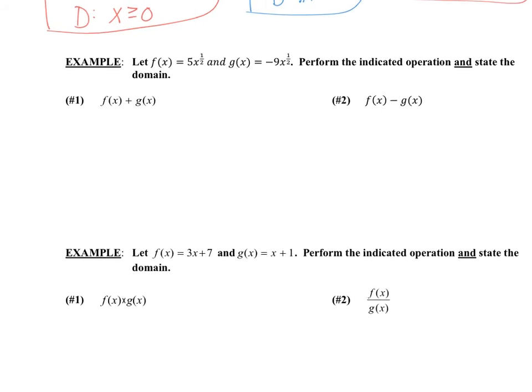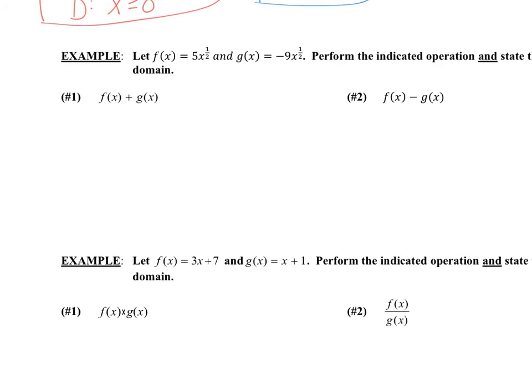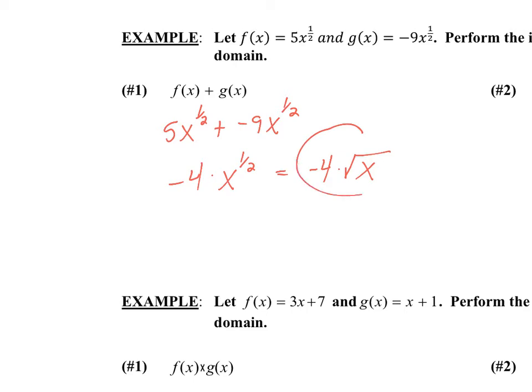Okay. In number 1 and 2 here, we're going to perform the indicated operation and then state the domain. So number one, we're going to add up f of x and g of x and then state the domain. So f of x is 5x to the 1/2 power. G of x is negative 9x to the 1/2 power. So if we add these up, 5x to the 1/2 plus negative 9x to the 1/2 is negative 4x to the 1/2 power, which is negative 4 times the square root of x. So that's what we get when we perform the operation.